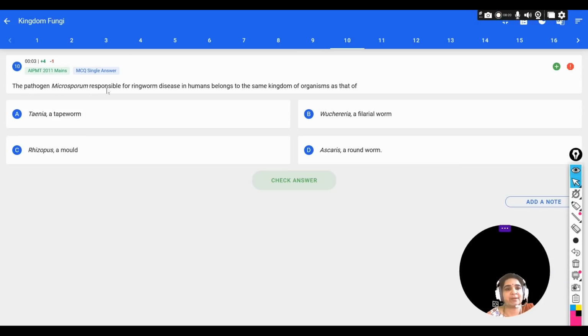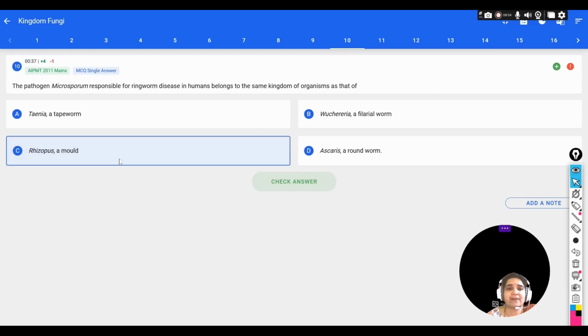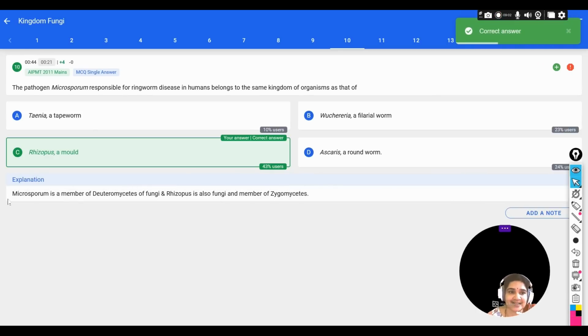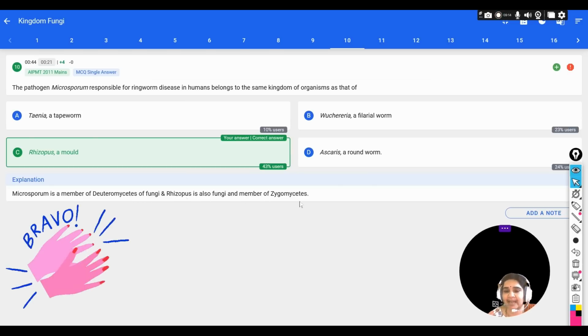Now let us see the next question. The pathogen Microsporum, responsible for the ringworm disease in humans, belongs to the same kingdom of organisms as that of Taenia, a tapeworm; Wuchereria, a filarial worm; Rhizopus, a mould; and Ascaris, a roundworm. So we have to say that this pathogen, Microsporum, is similar to which one, meaning it belongs to the same kingdom as the fungi. Yes, ringworm is caused by a fungus. Among these, what is a fungal organism? It is Rhizopus. So Microsporum is a member of Deuteromycetes of fungi, and Rhizopus is also a fungus and a member of Zygomycetes.